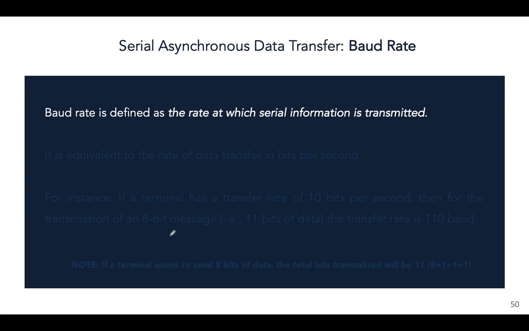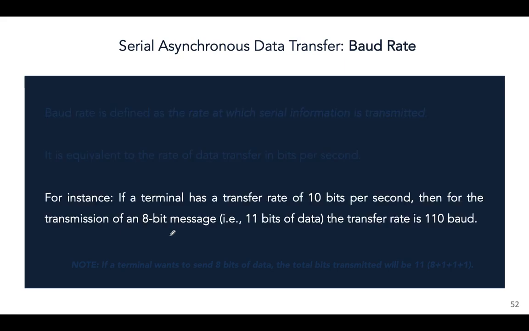Now let's talk about baud rate, as it's an important characteristic of serial asynchronous data transfer. So baud rate is defined as the rate at which serial information is transmitted. You'll notice that it is equivalent to the rate of data transfer in bits per second. For instance, if a terminal has a transfer rate of 10 bits per second, then for the transmission of an 8-bit message, the data transfer rate is 110 baud. So it's measured in bauds.